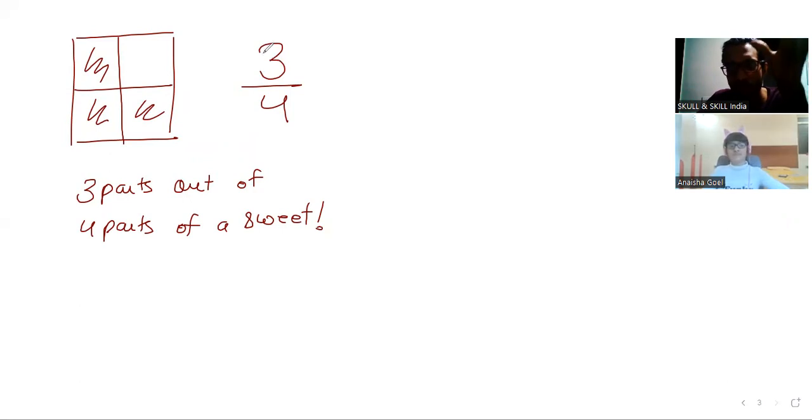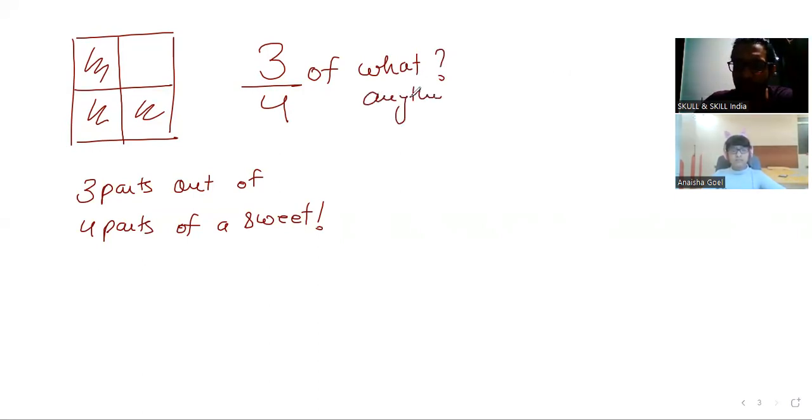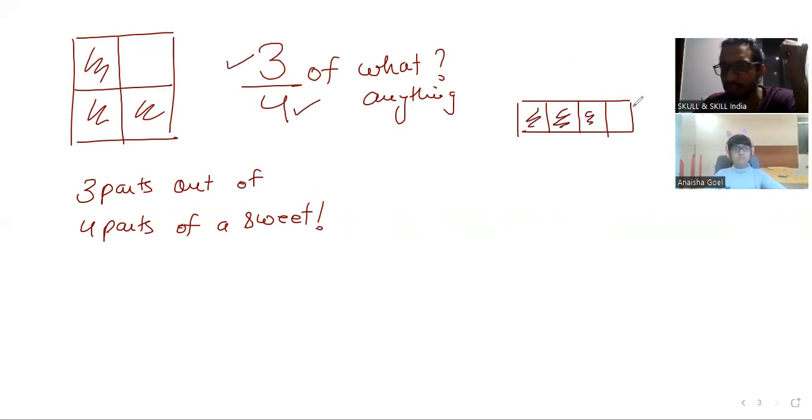3 by 4, 3 out of 4 का standalone कोई meaning नहीं है. I have to say of what? किसका, किस चीज की बात कर रहे हो, लेकिन जिस भी चीज की बात कर रहे हो, it could be anything, that anything has been broken down into 4 parts. It could be this also, has been broken down into 4 parts and 3 parts have been taken. Is this also correct? Yes.